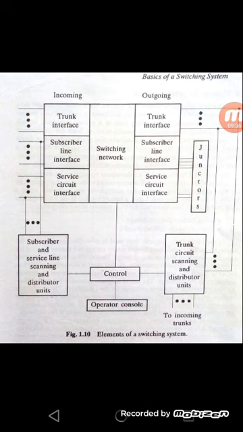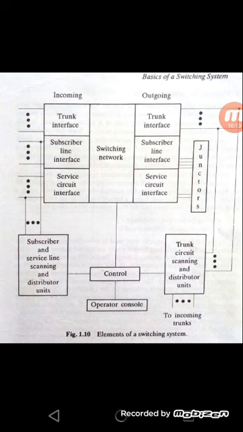Next one is junctors. Junctor circuits are used for folded connection for the local subscribers and the service circuits.